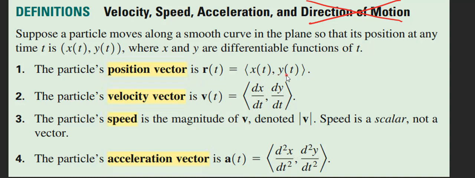Here's the x component and y component in terms of t. And the velocity vector is the derivative of x of t, which is dx over dt, and the derivative of y of t, which is dy over dt. And the particle's speed is the magnitude of vector v, which is a scalar, meaning that it is a real number, not a vector. To find the acceleration vector, all you have to do is take the derivative of dx over dt with respect to t, and then dy over dt. So let's take a look at some examples.